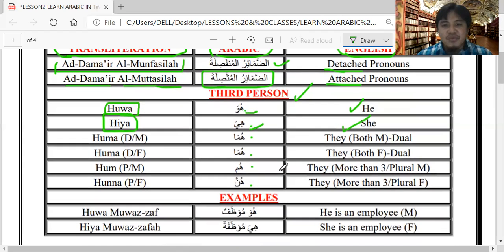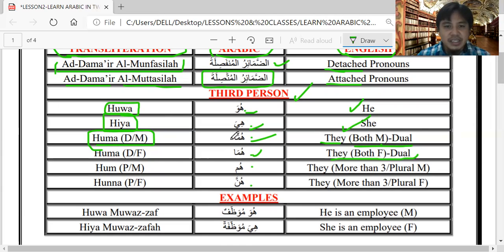Then, the third one is, if I want to say they, both of them, dual, masculine. All right? I can say huma. Huma, dual, masculine. Huma Muhammad wa Ahmad. Huma Abdullah wa Reynaldo. Huma Roberto and Gerald. Something like that. Then for the feminine dual, the same personal pronoun huma.